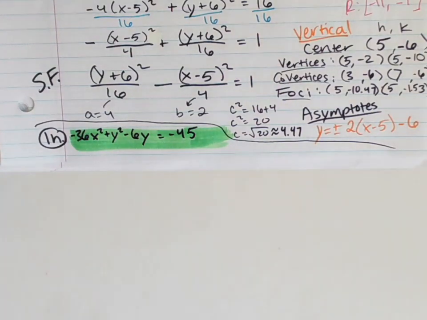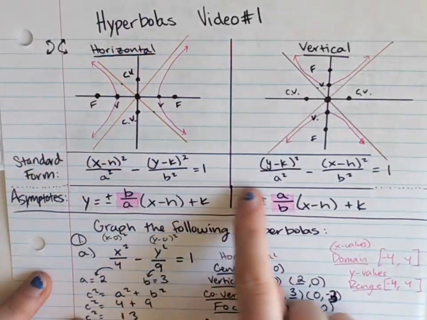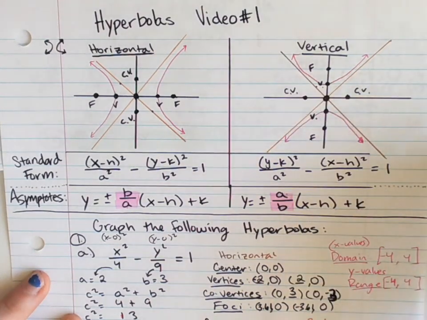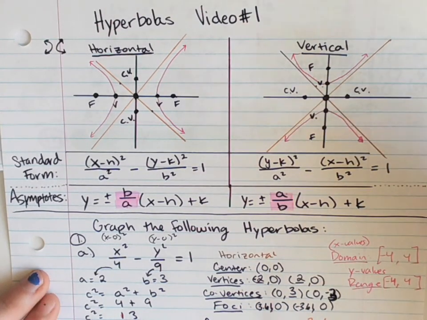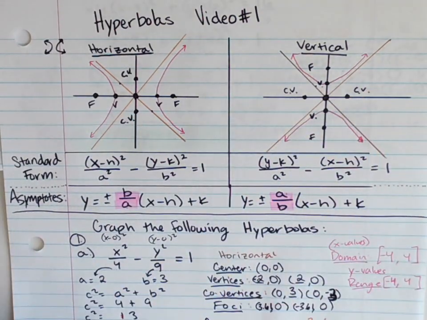I'm just going to flash another picture of this. I would keep referring to these statements as I've been doing in this video, because it helps you figure out where the vertices and covertices are, where they should be, whether or not it's horizontal or vertical. And that's the end of this video.